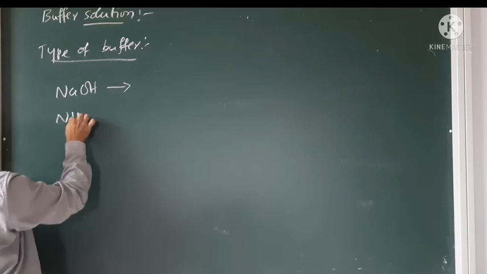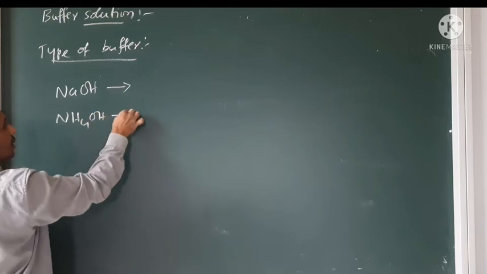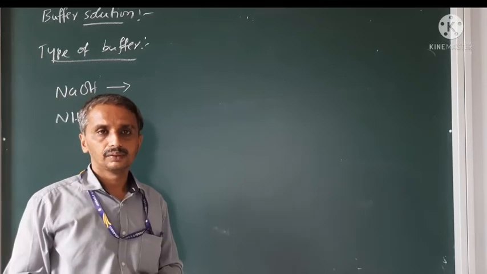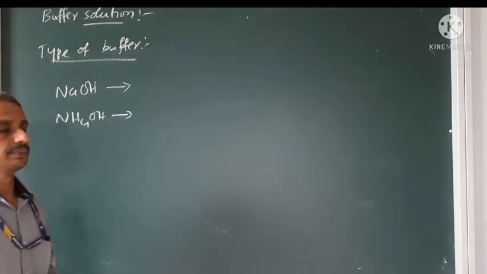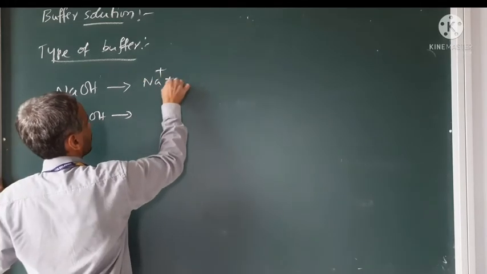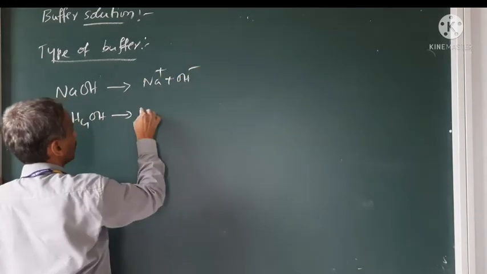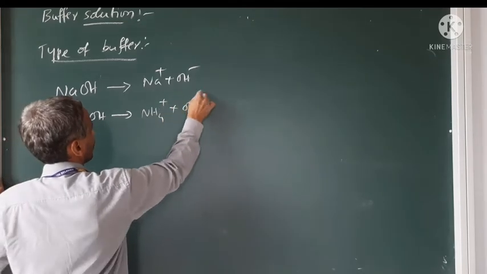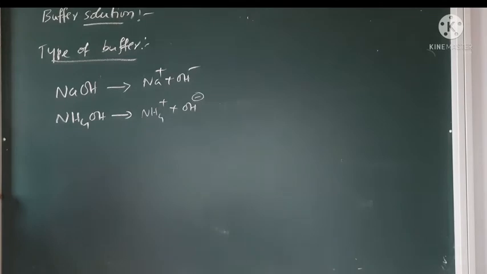Sodium hydroxide is a base. And ammonium hydroxide is also a base. Can it form a basic buffer? So, sodium hydroxide gives Na+ and OH-. Ammonium hydroxide gives NH4+ and OH-. Can it form the buffer?